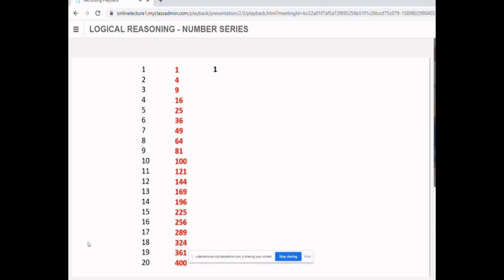So 1 cube is 1. 2 cube is 8. 2 into 2 into 2. 3 cube is 27. 4 cube is 64. 125 is 5 cube. 6 cube is 216. 7 cube is 343. 8 cube is 512. 9 cube, 729. 10 cube, 1000, 1331, and the last 1728.